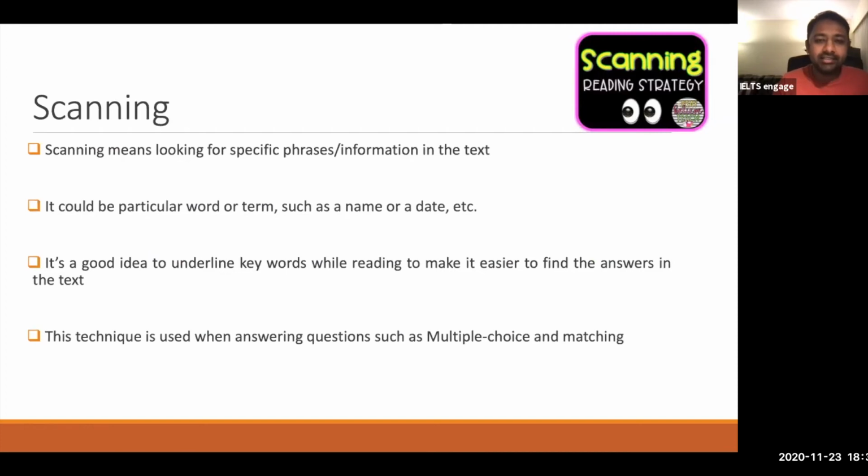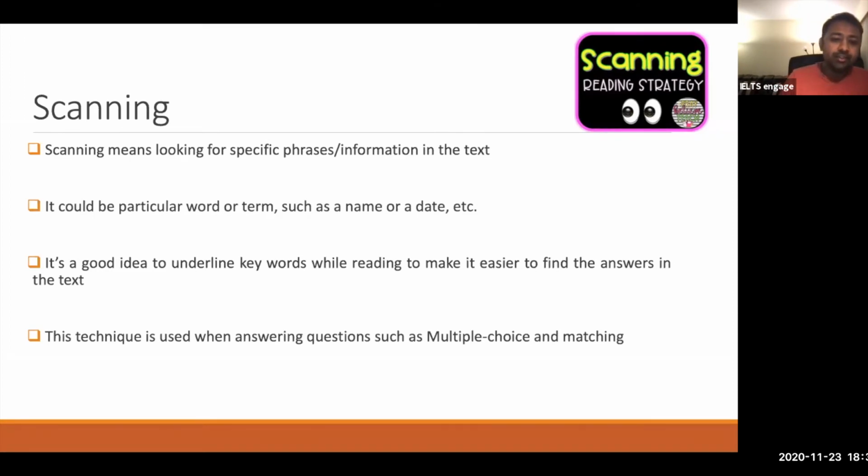The next technique, scanning. What does scanning mean? Scanning means to look for specific information, phrases in the text. You're probably looking at a specific term, like a name, a date, or any other specific word as an answer. Now, it is always a good idea to underline keywords when you're reading. And this technique of underlining keywords can also be used in listening. It proves to be really effective.